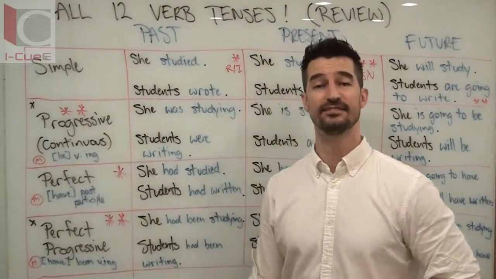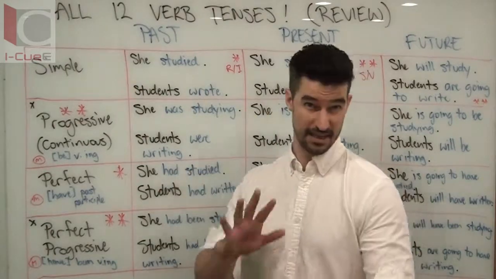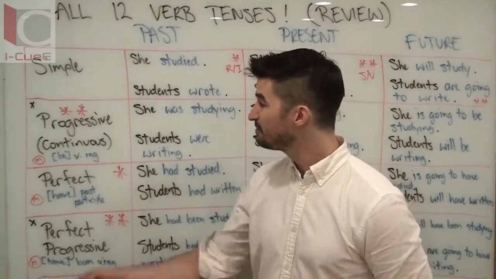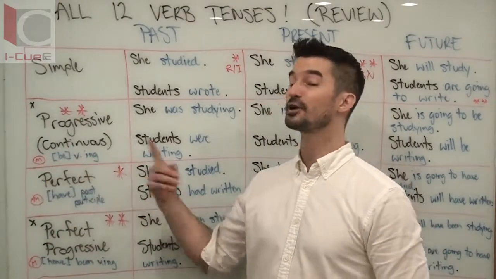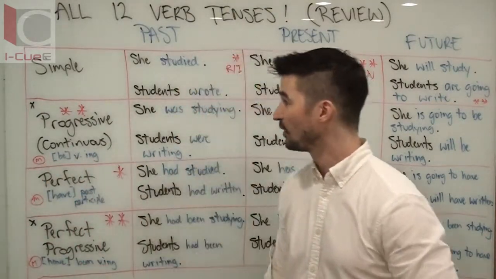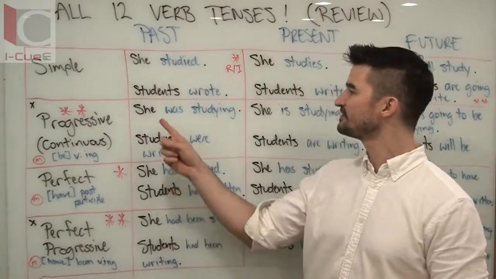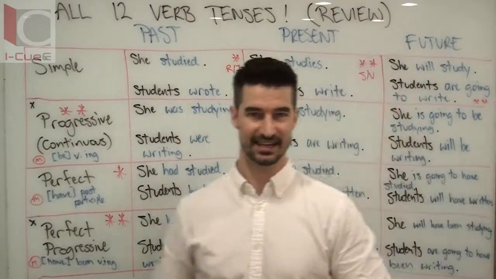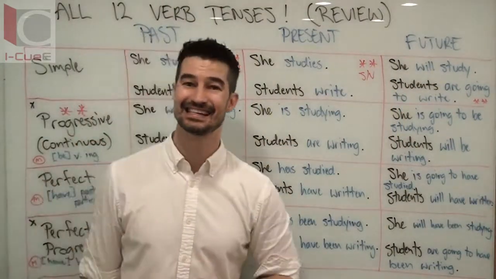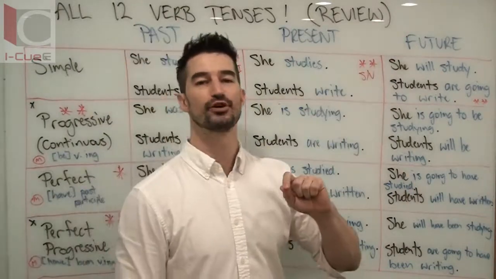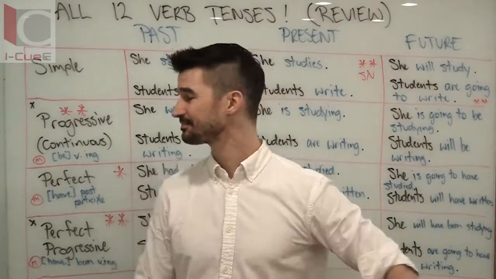The progressive verb tenses, also often called the continuous verb tenses by me, which we make by simply using the be verb and then the main verb plus ing. So the progressive past, or the past progressive, she was studying. The present progressive, she is studying. The future progressive, she is going to be studying.